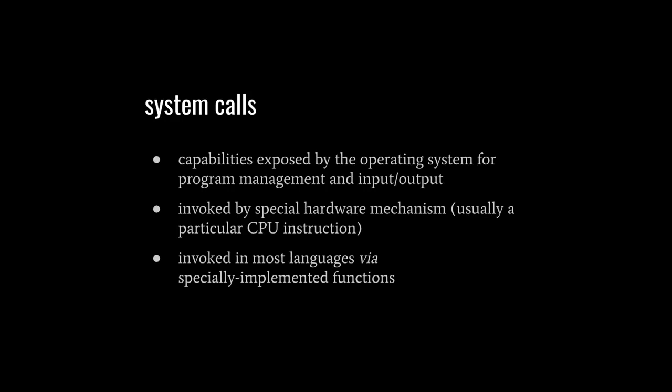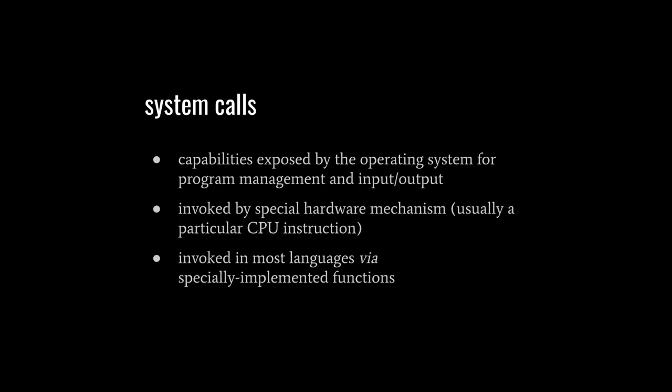And so through some mechanism of the hardware and the operating system, which varies from system to system, usually a particular CPU instruction, programs can invoke system calls, which are requests to the operating system to have the operating system do some kind of input and output on behalf of the program. So say in my program, if I want to read or write a file, my program can't really do so directly. It has to make a system call to request that the operating system read or write the file on its behalf. So the question is how to invoke these system calls from our language.